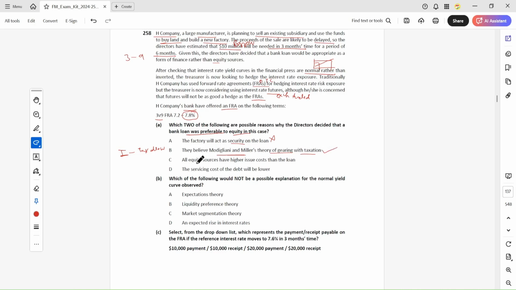So this is right. All equity sources have higher issue cost than loans. This is not right. Sometimes loans have higher issue costs due to higher interest rates or processing fees. The service cost of the debt will be lower. Yes, this can be right, because investors expect a lower return due to lower risk. If investors expect lower risk, then they can accept a lower rate, so this is right.